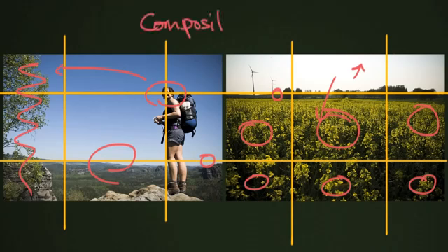Composition equals emphasis. Emphasis is the key to taking strong images. You want to know what your subject is. You want to know what you're photographing. And then use your composition as a tool to achieve that.